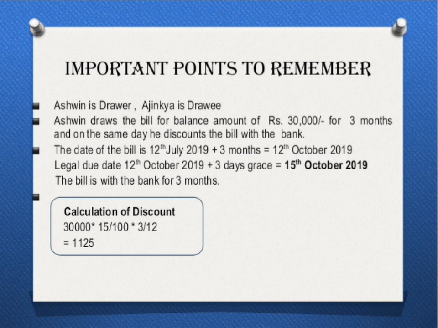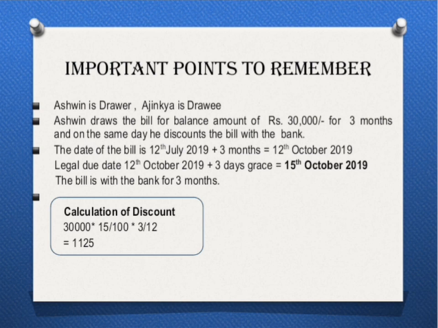See, Ashwin is the drawer and Ajinkya is the drawee. Ashwin draws the bill for the balance amount of rupees 30,000 for 3 months, and on the same day he discounts the bill with the bank. The date of the bill is 12th July 2019 plus 3 months. That is, the bill is for 3 months, that is why we have added 3 months. It comes to 12th October 2019. This is our nominal due date.